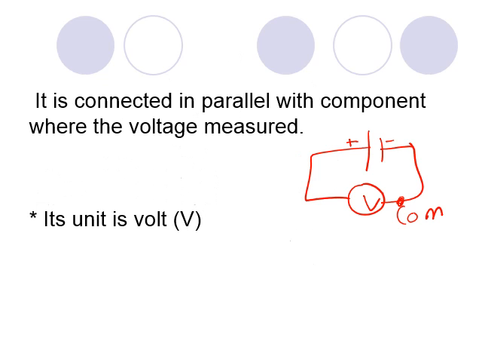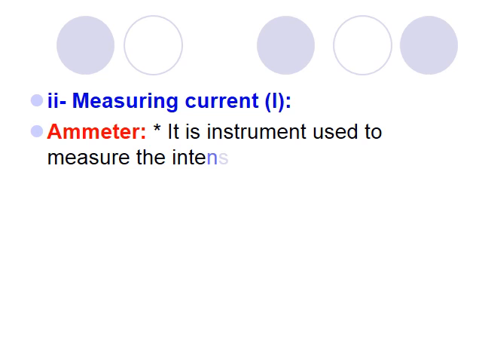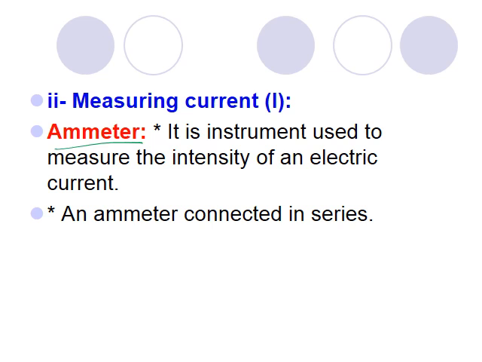Now, its unit is volt. To measure the current, we use the multimeter as an ammeter. Ammeter is an instrument used to measure the intensity of an electric current. An ammeter is connected in series. Its unit is ampere.